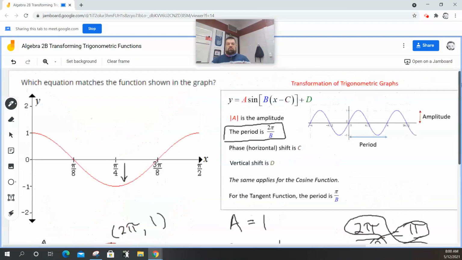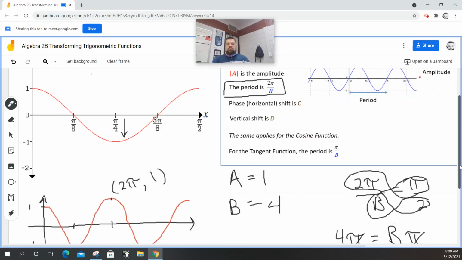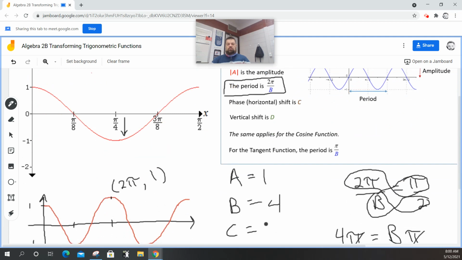All right. Well, C then is a horizontal shift. Well, it isn't shifted. So C equals 0. And D is the vertical shift, and it isn't shifted up. So D is equal to 0.